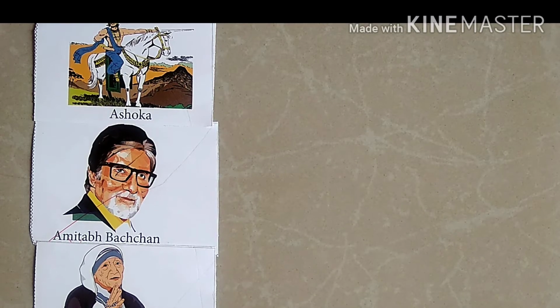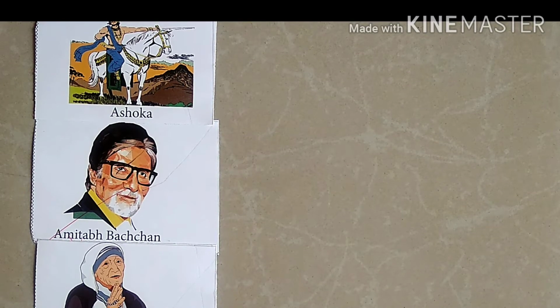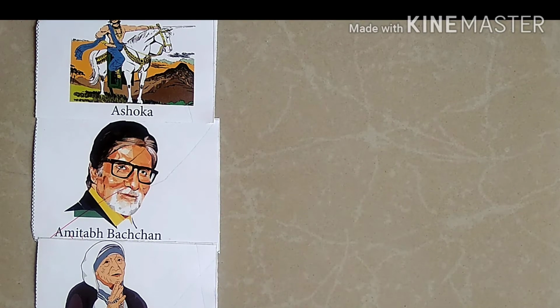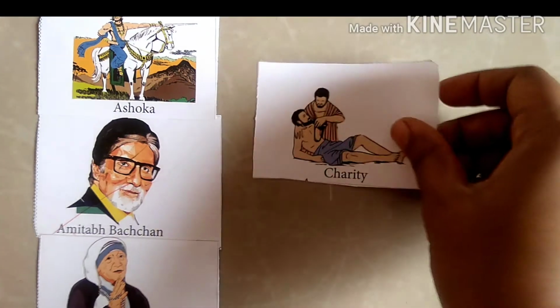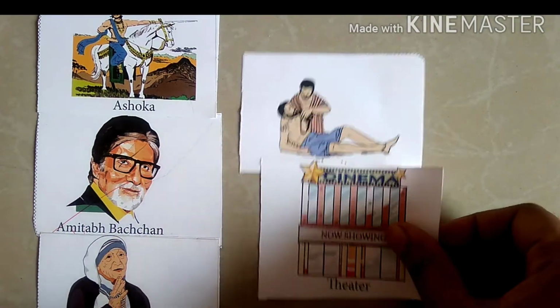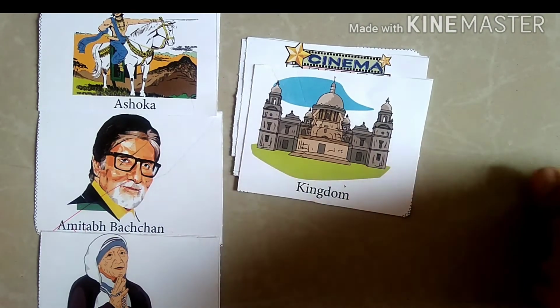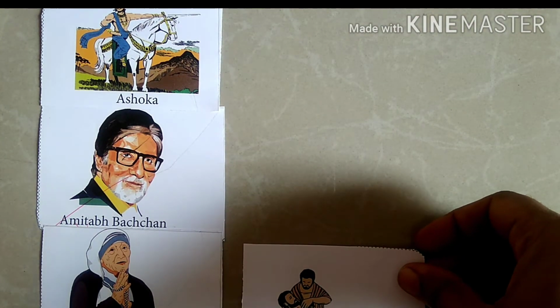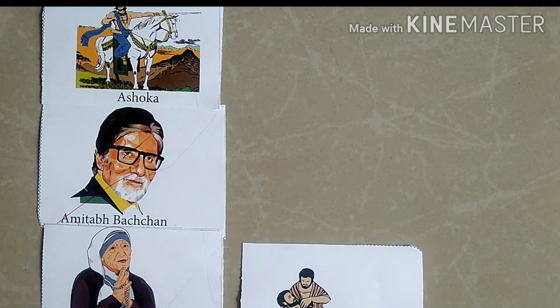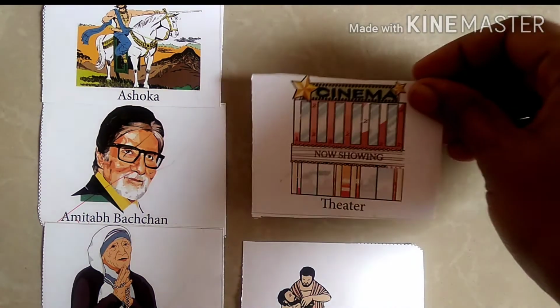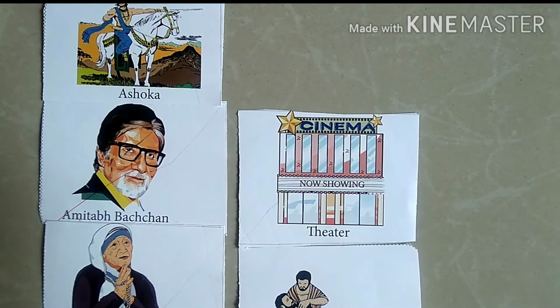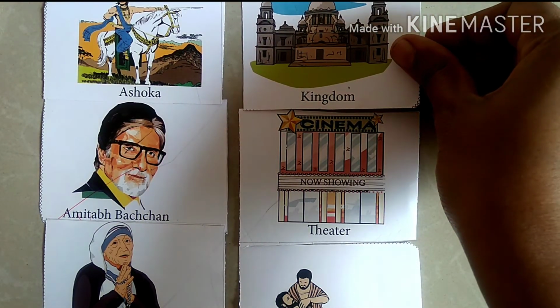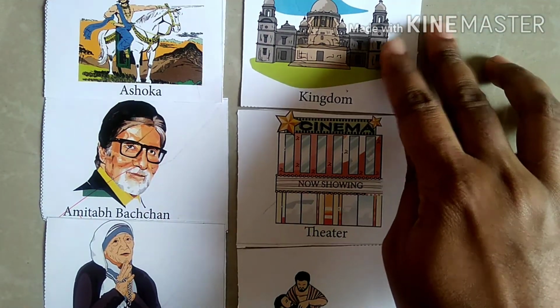And now you can talk about some famous personalities like Amitabh Bachchan, Mother Teresa, Ashoka. So the pictures that I got for these are charity, theatre, and kingdom. So now again the child will have to choose. Mother Teresa is related to charity work. Amitabh Bachchan is theatre, and then Ashoka is matched with the Ashoka kingdom.